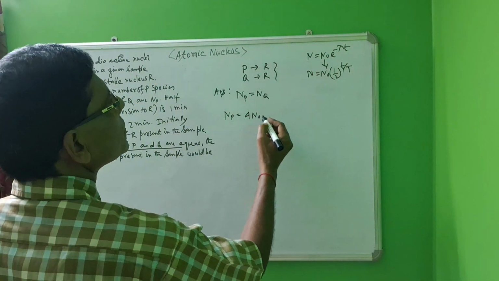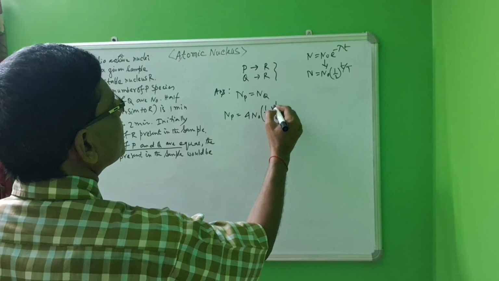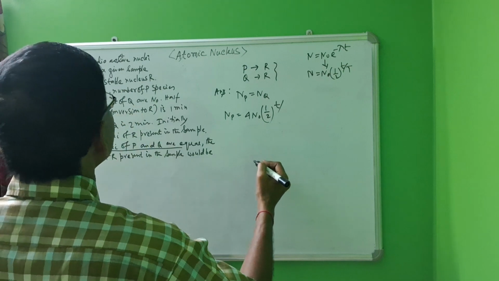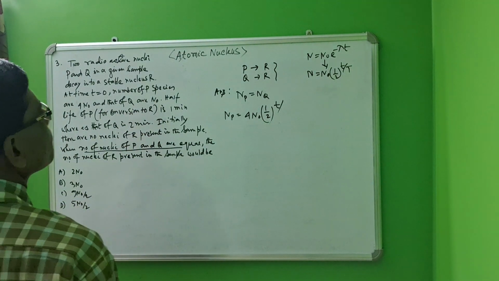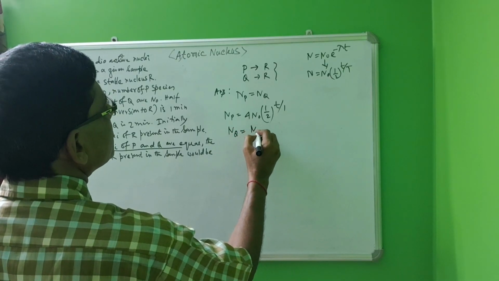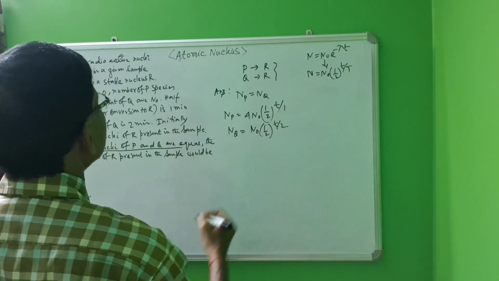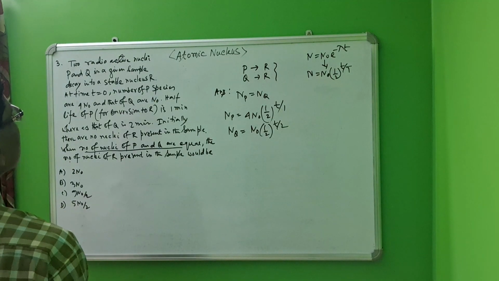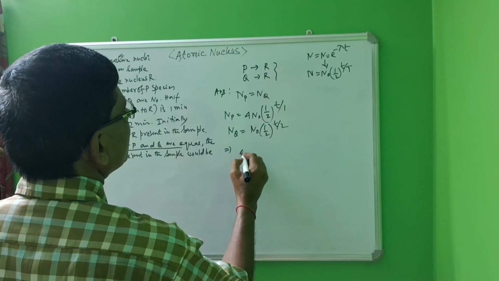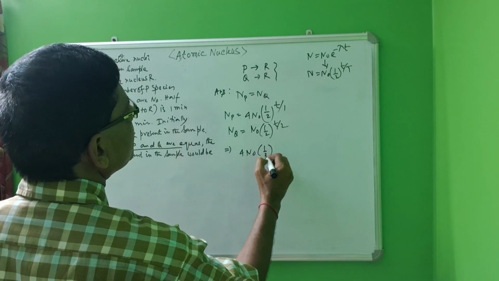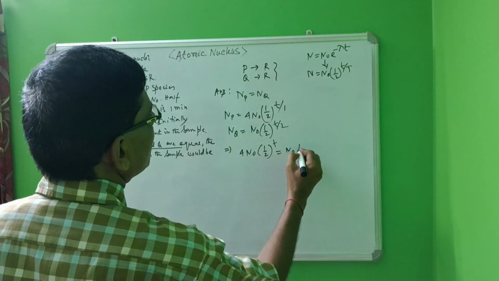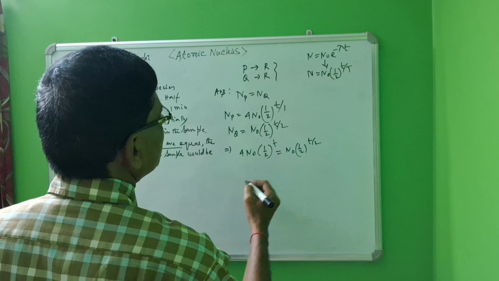So this is equal to N0 (1/2)^(t/T). What is the capital T equal to? 1, and NQ equals N0 (1/2)^(t/2), which implies 4N0 (1/2)^t equals N0 (1/2)^(t/2).